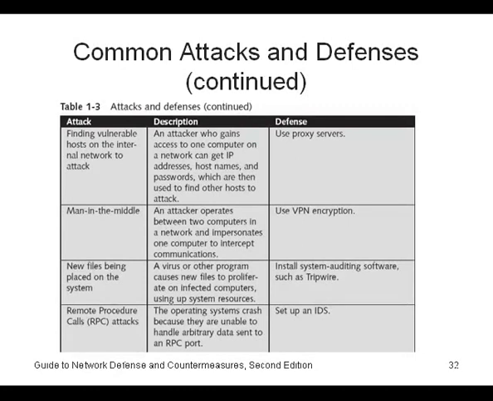Some of the defenses now, for finding a vulnerable host on the internal network to attack: you can use proxy servers. Man-in-the-middle attacks are when an attacker operates between two computers in a network and impersonates one computer to intercept communications. If you use encryption in a virtual private network, that is one way to reduce the possibility of that being a problem. For new files being placed on the system, such as viruses and so on, you need to make sure that you have access control as to who can access what accounts, who can access what directories, who can install a program, who can modify a program, and so on.